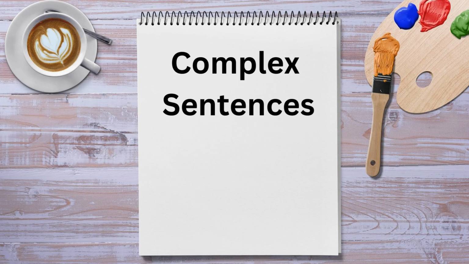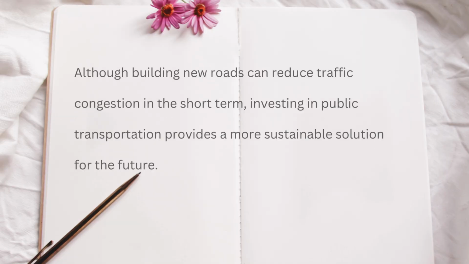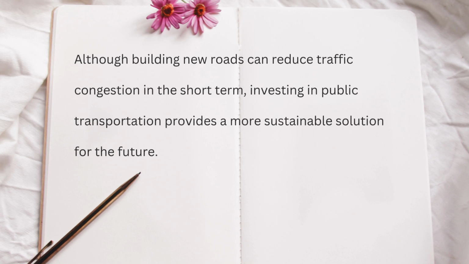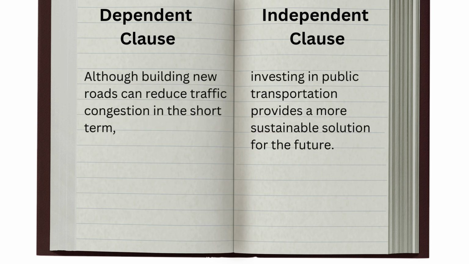Let's start with complex sentences. These are essential for showing relationships between different parts of your argument. Although building new roads can reduce traffic congestion in the short term, investing in public transportation provides a more sustainable solution for the future. The dependent clause is, although building new roads can reduce traffic congestion in the short term. The independent clause is, investing in public transportation provides a more sustainable solution for the future.